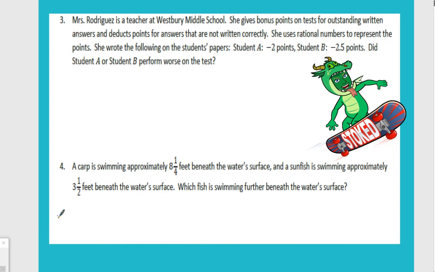Number 3, Miss Rodriguez is a teacher at Westbury Middle School. She gives bonus points on tests for outstanding written answers and deducts points for answers that are not correctly written. She uses rational numbers to represent the points. She wrote the following on students' papers. Student A, -2 points. Student B, -2.5. Did student A or student B perform worse on the test?